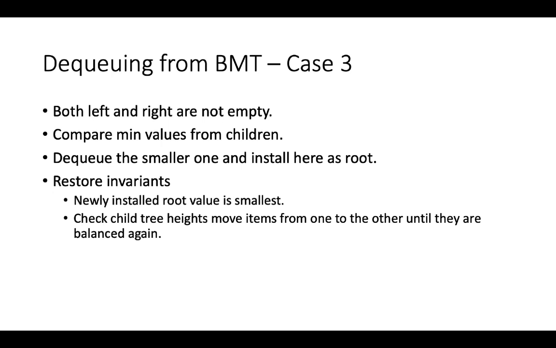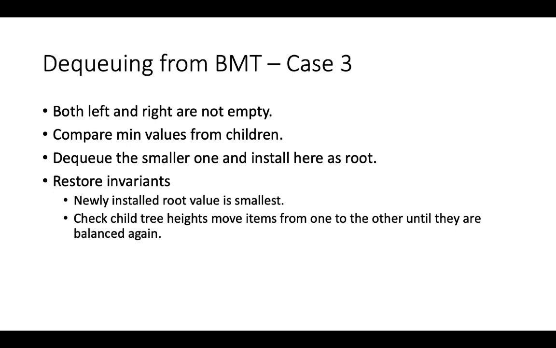That's a possibility. So after we've restored the minimum item at our root, we need to check our children's heights. And as long as they're out of balance, we need to move stuff from the taller one to the shorter one, until they're back in balance. We're going to write the code not assuming this statement that I'm about to make, but it turns out you can prove that at most you only have to steal one thing from the taller child and put it into the shorter child.